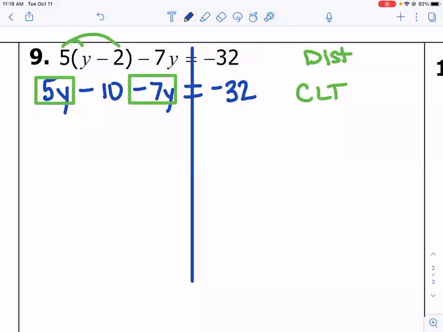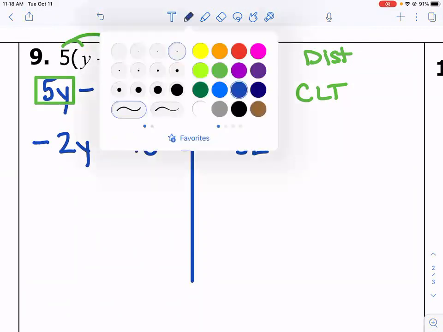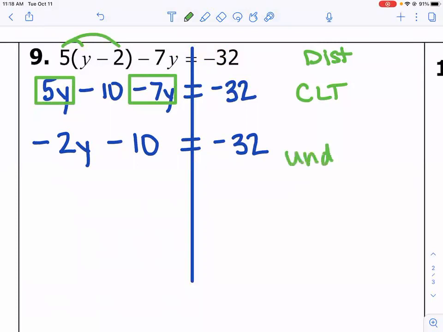Where are there 2 negatives? Multiply. Brady, what's 5 minus 7? So we have minus 2y minus 10 equals negative 32. Now, at this point, we can add 10 to both sides.